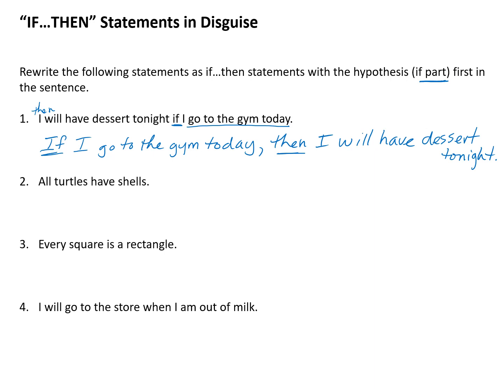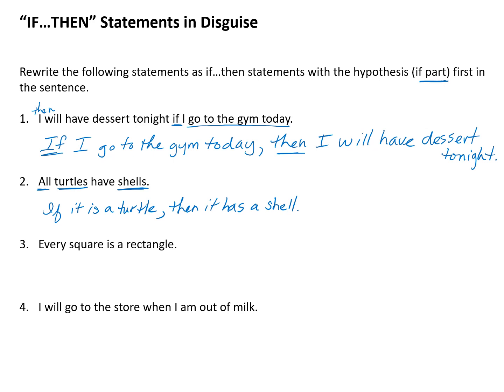Example 2, all turtles have shells. This is an if-then in disguise. Anytime you have a sentence that begins with all, you probably have an if-then statement implied. When we say all, we actually mean if whatever comes first happens, if it is a turtle, then we have the second part, the conclusion, then it has a shell. All statements that begin with all can be rewritten in this if-then structure. If it is a turtle, then it has a shell.